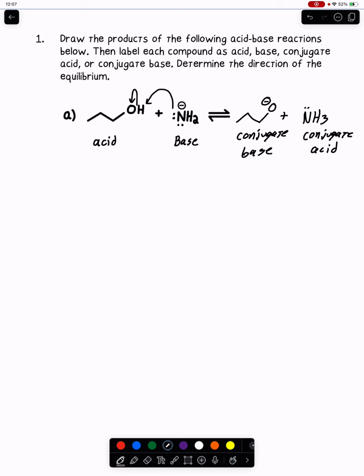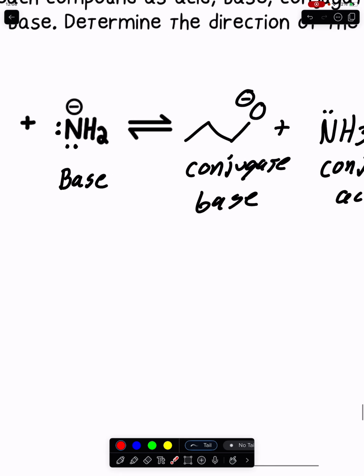All right, so we figured out the products and we labeled everything. Now we're going to determine the direction of the equilibrium. And how are we going to do that? We're going to do it the same way we just compared where negative charge was more stable to figure out which proton's more acidic. We're going to compare the stability of the species on the left, that's the base, versus the species on the right, that's the base. And we're simply asking ourselves, which one is a weaker base? The one that's a weaker base is going to form more because it's more stable.